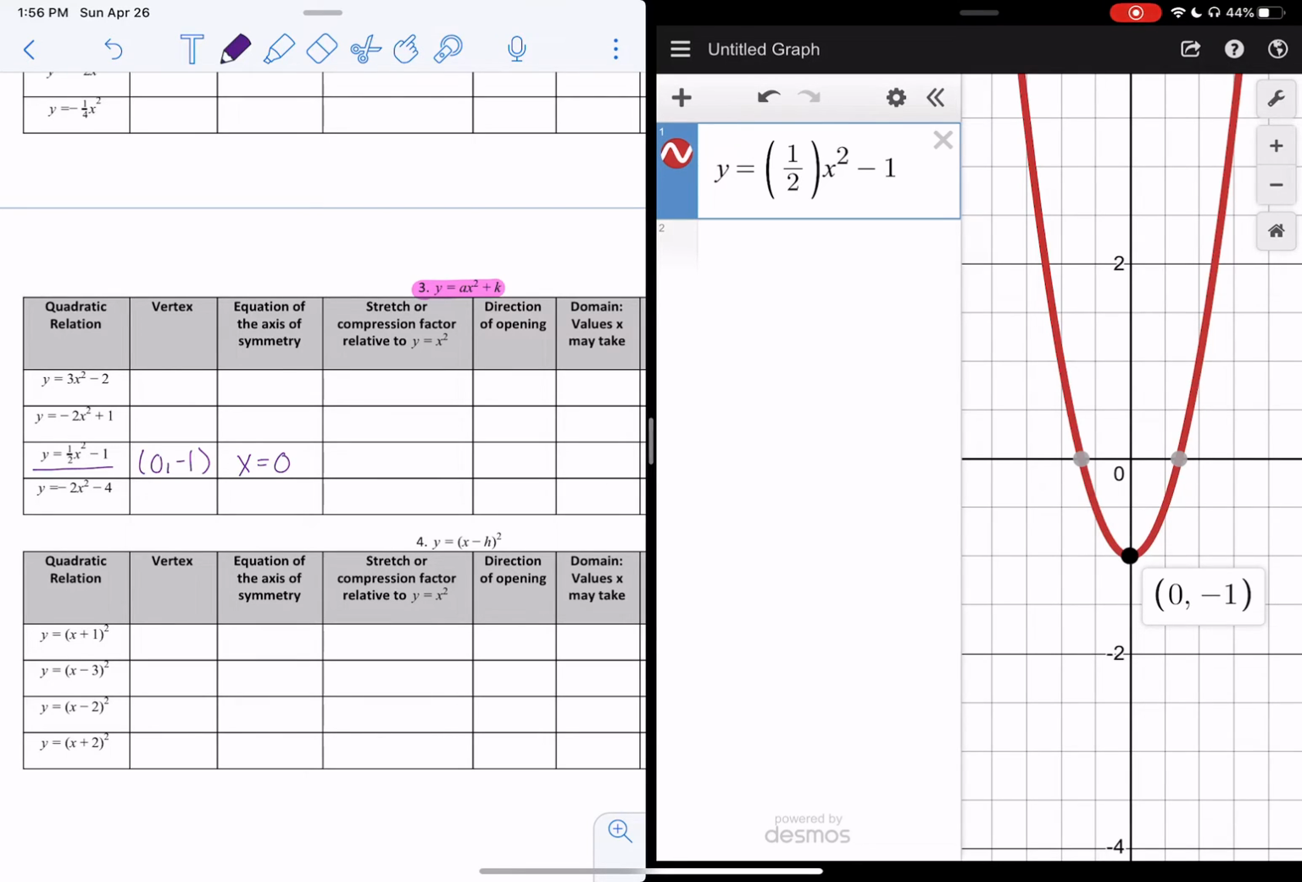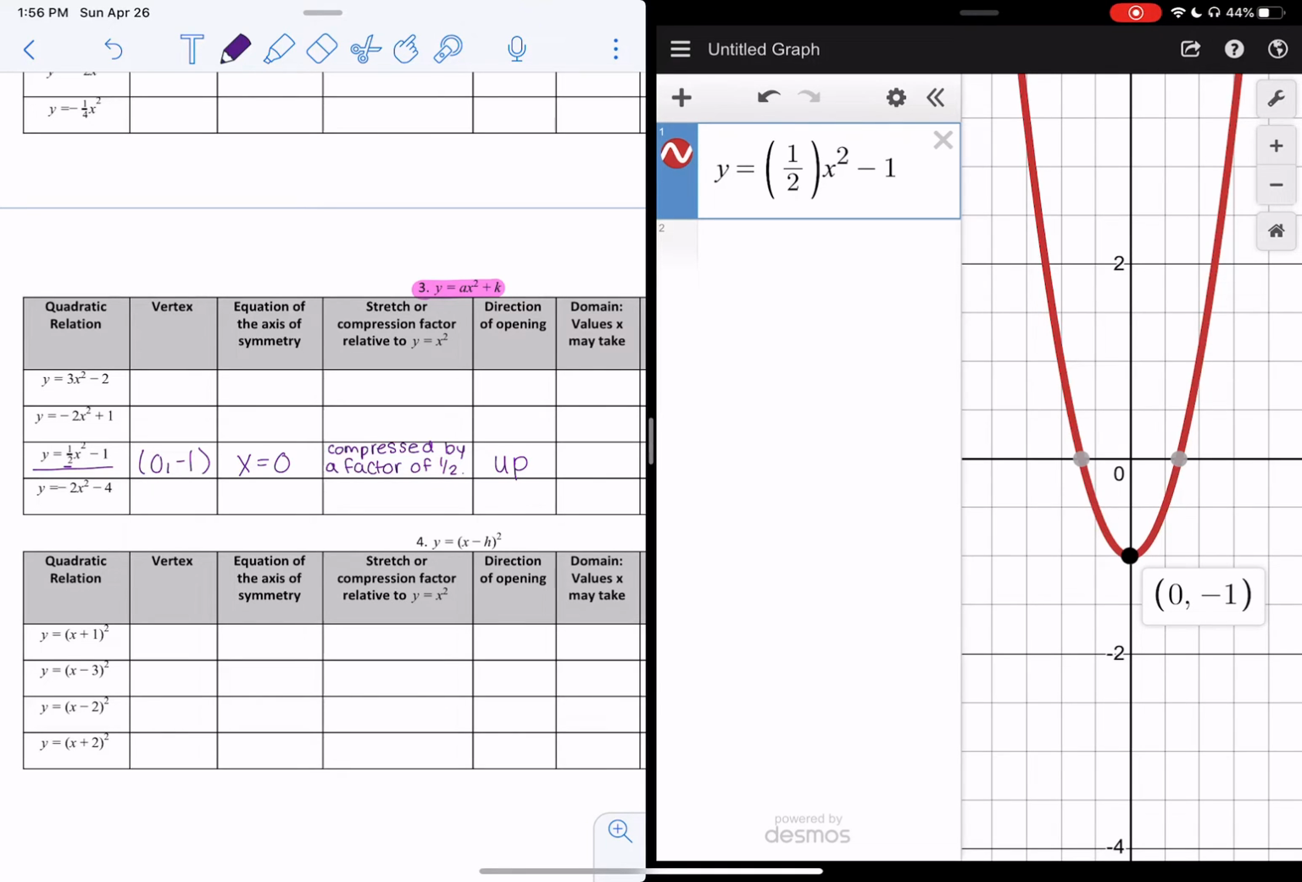Now we want to think if it's stretched or compressed. So I look at my little a value here. Because it's a half, and a half is in between 0 and 1, I'm going to say compressed by a factor of a half. Next, my direction of opening. If I look here, my parabola is still facing up.